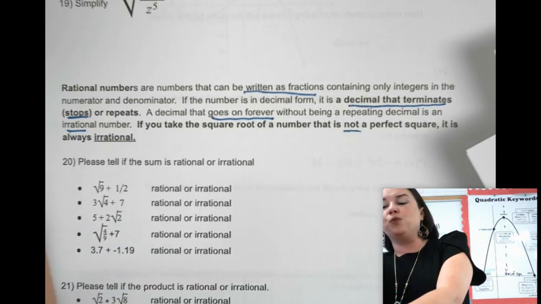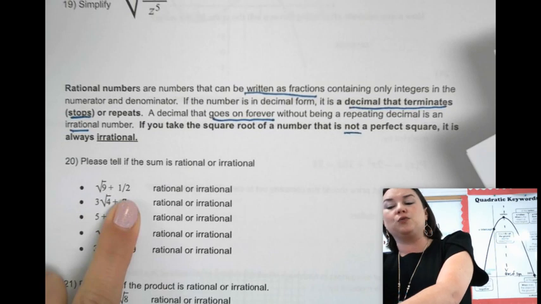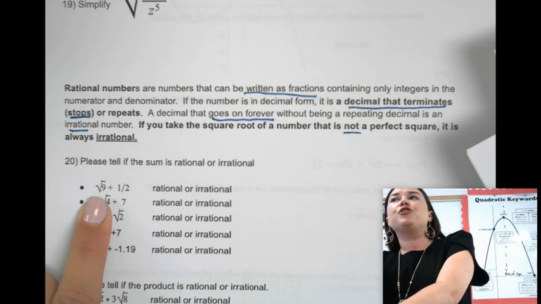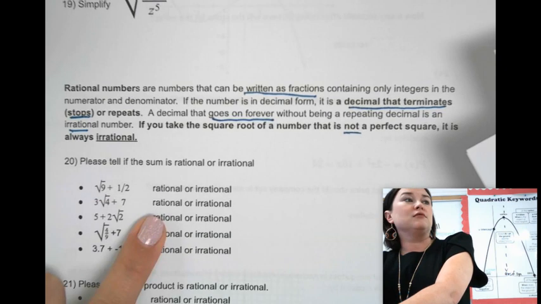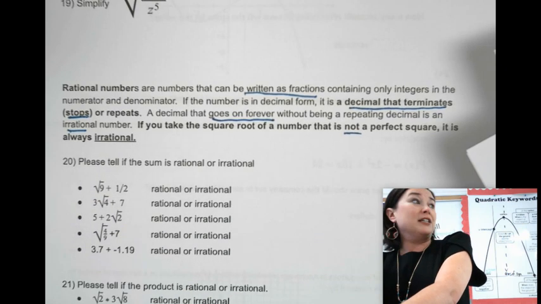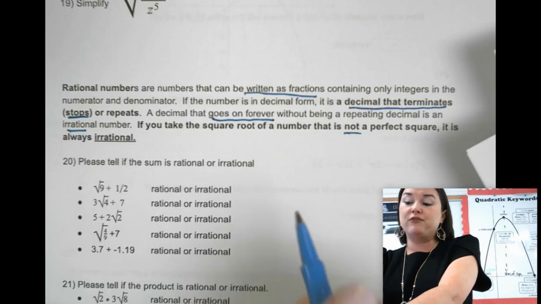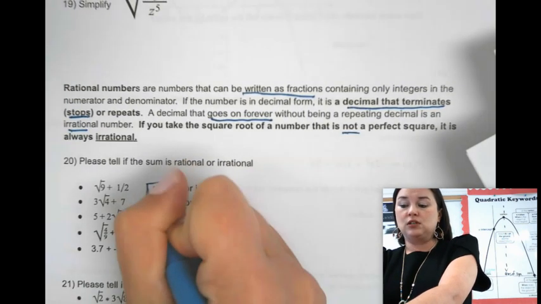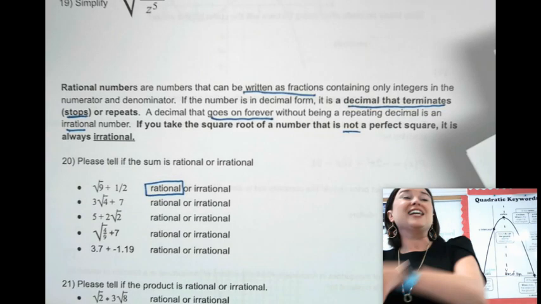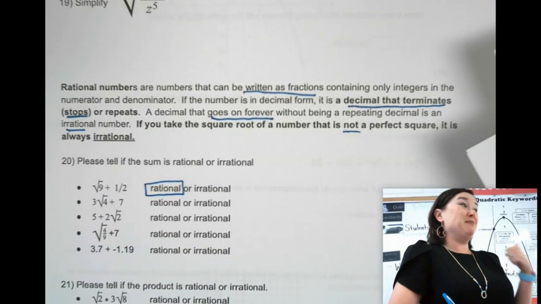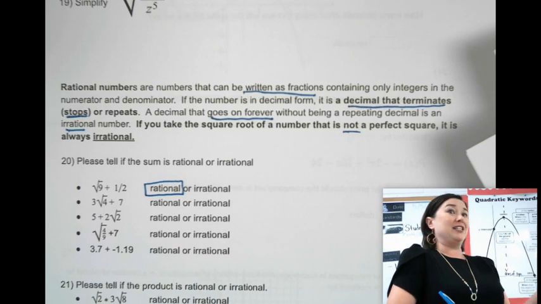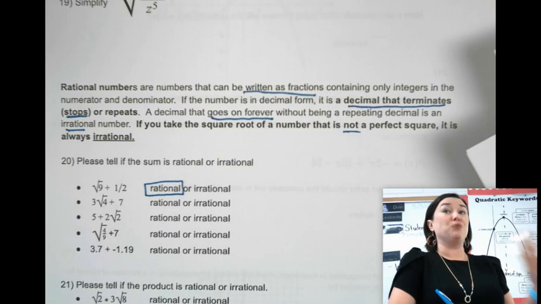So looking at number 1, it says the square root of 9 plus 1/2. What's the square root of 9? 3. 3 plus 1/2 is 3 1/2. Can that be written as a fraction? So what type of number would this be? Rational. If you type that into Desmos, it would give you 3.5 as your answer, and is 3.5 a decimal that terminates? Yes, because it stops, so it's rational.